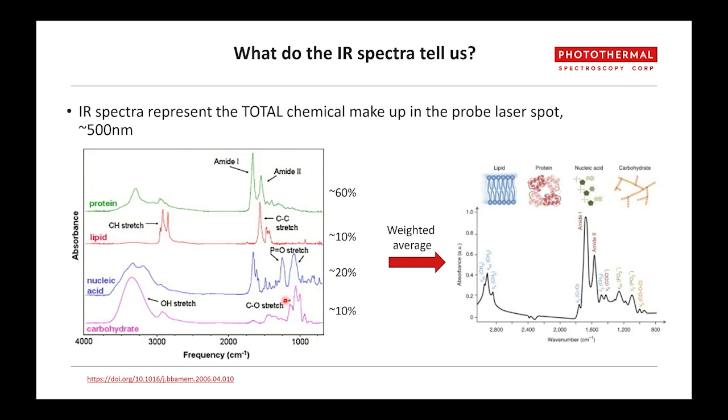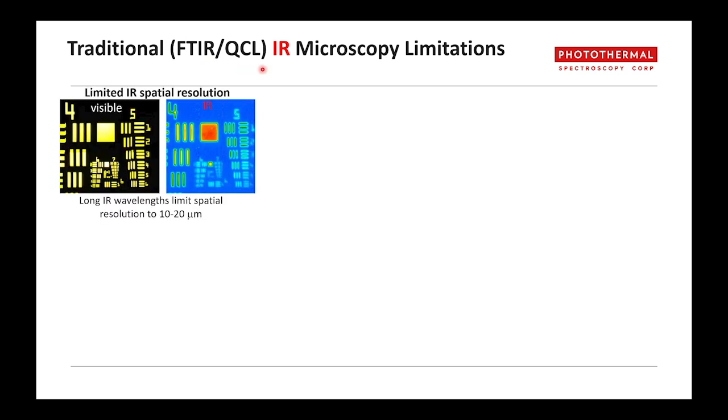So hopefully with that little background primer there, we'll get back into looking at some of the more instrumental components and functionality components. So I'll be comparing this to traditional infrared spectroscopy. When I say traditional, I'm referring to these direct IR, FTIR, and QCL techniques. One of the main limitations there is spatial resolution, because we're dealing with long wavelengths. Infrared wavelengths are long, so that limits your spatial resolution.